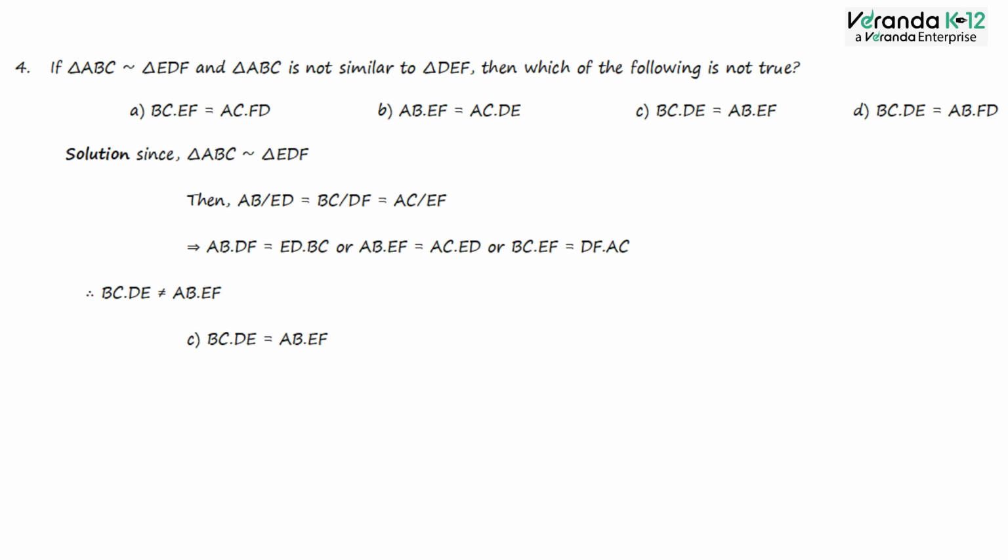Now solution. Since triangle ABC is similar to triangle EDF, the proportional sides are AB by ED is equal to BC by DF is equal to AC by EF, which gives us AB into DF is equal to ED into BC, or AB into EF is equal to AC into ED, or BC into EF is equal to DF into ED. So it is very clear that BC into DE is not equal to AB into EF. So the right option is BC into DE is equal to AB into EF.